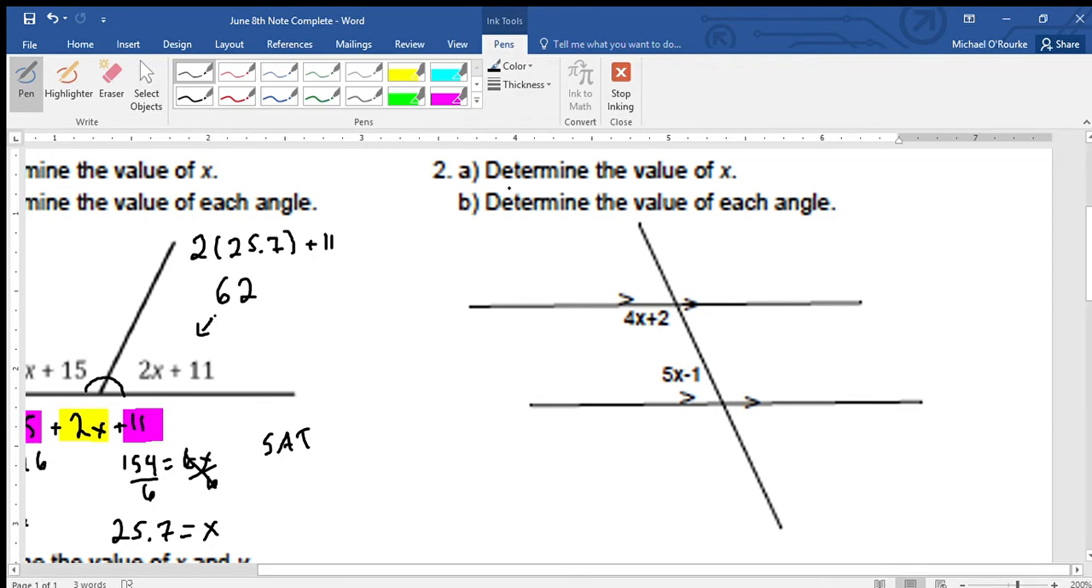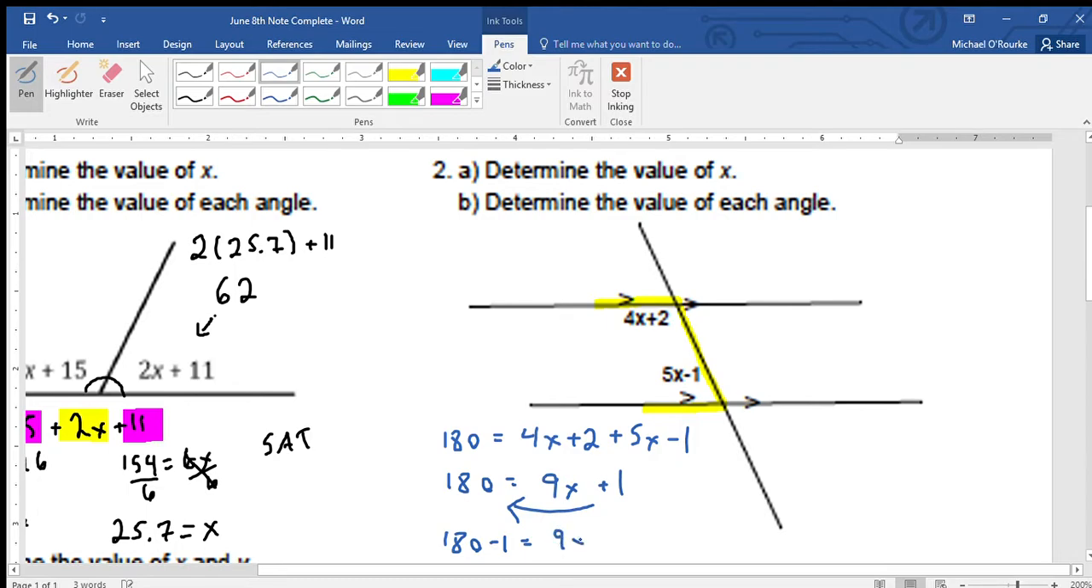Okay, well we have a C pattern here. Let's make this a little bigger. We have a C pattern here. So we know a C pattern adds up to 180. So 180 equals the two angles added up. So 4x plus 2 plus 5x minus 1, which equals 180 equals 9x plus 1. Rearrange, move that 1 over. 180 minus 1 equals 9x.